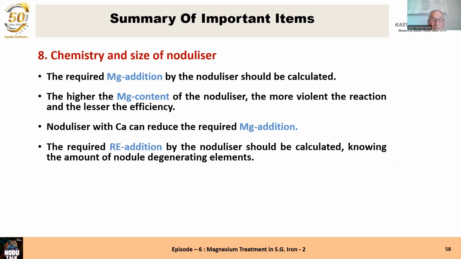The chemistry, we have seen it. Magnesium addition must be calculated, and the higher the magnesium content of the nodulizer, the more violent the reaction and the lesser the efficiency. Nodulizer with calcium can reduce the required magnesium addition, especially when the initial sulfur content is high. And the required rare earth addition must be calculated knowing the amount of degenerating elements.